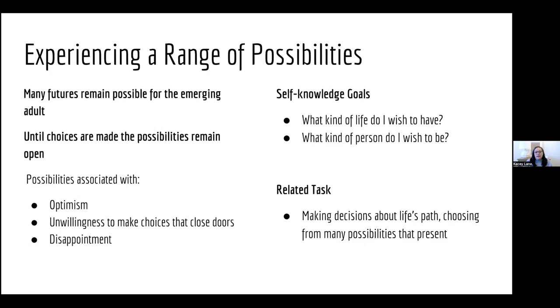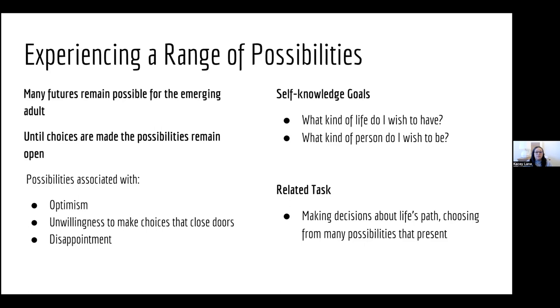Now, all of these possibilities can also be experienced as associated with disappointment. Sometimes when the dreams and ideals of the emerging adult are tested, they may be faced with the realities of their limitations. Also, some of the beliefs that they had as a child and adolescent, that they could be whoever they wanted to be and whatever they wanted to be if they tried hard enough, start to fade away. And this is disappointing.